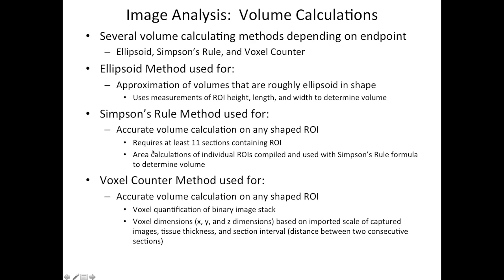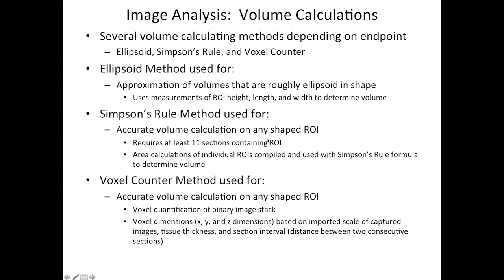Now, another method that's pretty neat and one I like quite a bit, and I've used just recently here, is the voxel counter method, and I'm going to show an example for you here in a minute. It's also used to determine accurate volume calculations on really weirdly shaped regions of interest. If you're trying to determine a whole brain volume or the volume of a structure like the colostrum, you can't use the ellipsoid method. You can still use Simpson's rule method, but this method is also available.